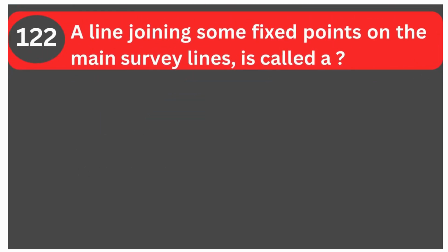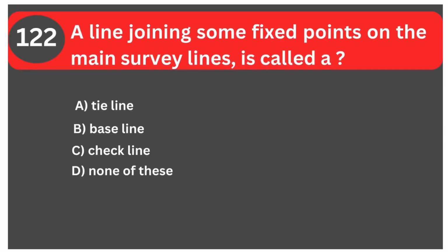A line joining some fixed points on the main survey lines is called a. Options: A. Tie line. B. Baseline. C. Check line. D. None of these. Answer: A. Tie line.